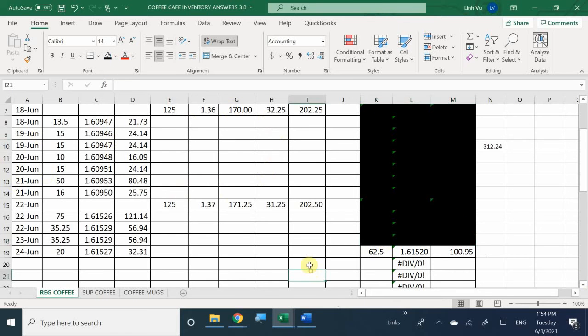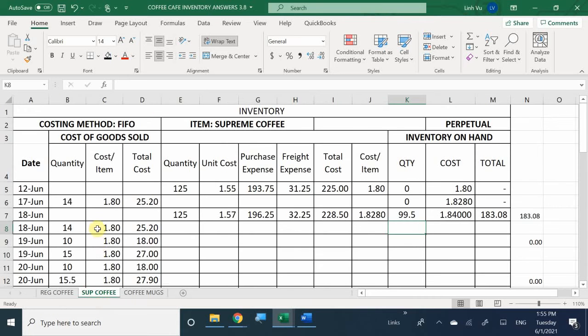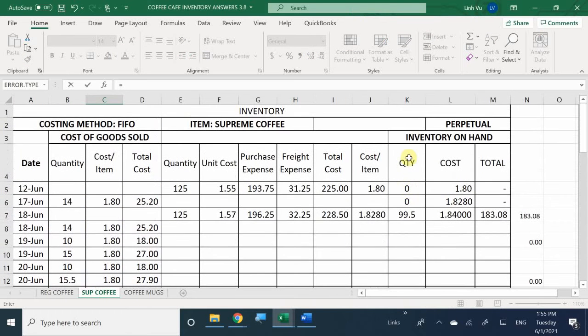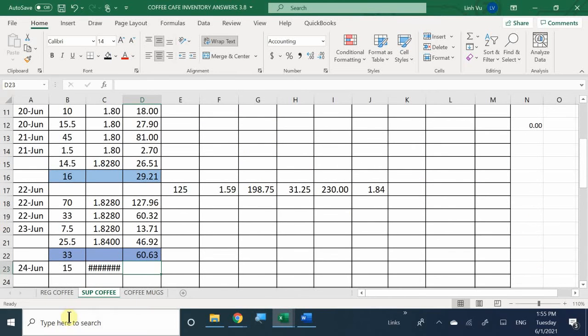Then go under Supreme Coffee. That's 6/24 for the date. 15 pounds of coffee at $1.84, right? That's our only batch that we have left. Right. It'd be 27.60.